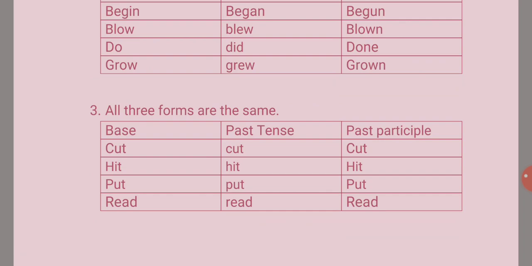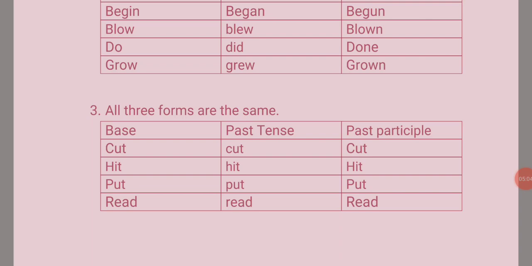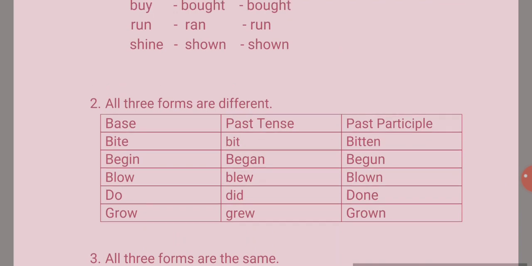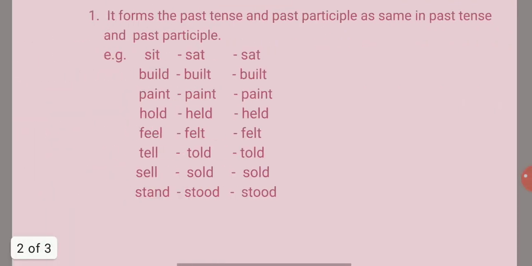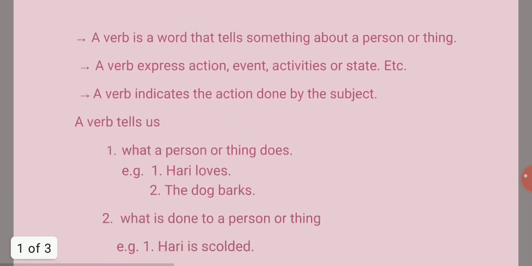In another type, all three forms remain the same in all tenses: in the base form, in the past tense and the past participle. Here is an example of such a verb, that is cut. It remains cut, and cut in the past participle, remaining as it is in all three forms, that is base form, past tense and past participle. So we can easily identify the regular verb and irregular verb.